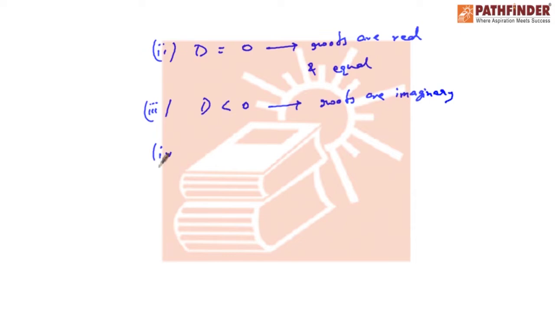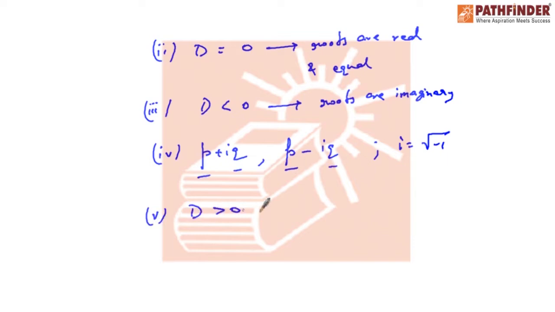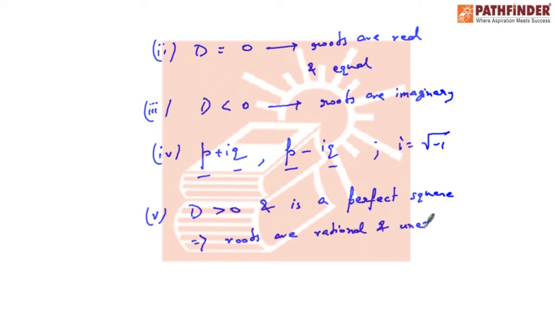Obviously, the fourth case being that p plus iq is one root of this quadratic equation, then the other root must be p minus iq. Obviously, iota here implies square root over minus 1, and p and q are real numbers. Now another interesting case is if D is greater than 0 and is a perfect square, if the discriminant is positive and is a perfect square. This implies that the roots of the quadratic are rational and of course unequal.